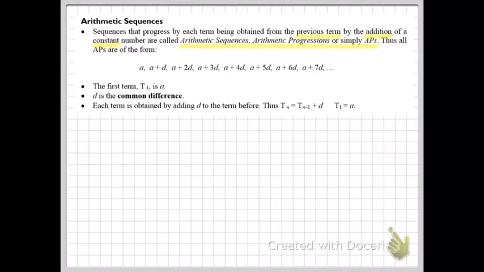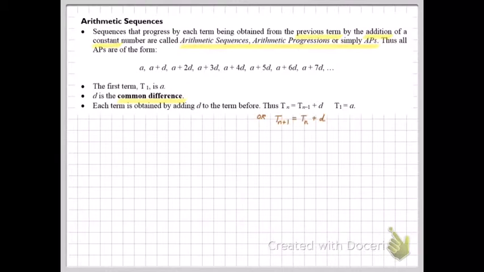The first term is A, and then to obtain the second term we're adding the constant D. The next term along will be the original term A plus twice the difference D, and so on. So we note that the first term, T1, is designated A, D is called the common difference, and each term is obtained by adding D to the term before.